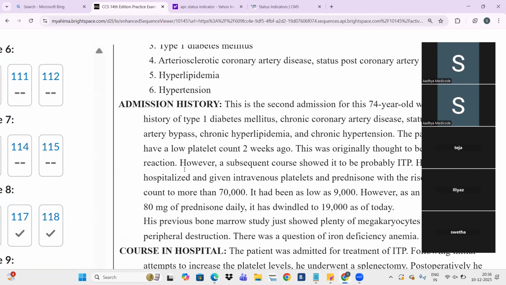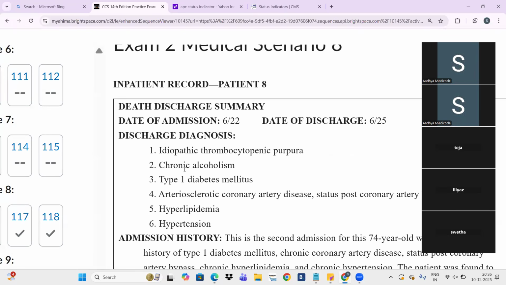Sir, what about ulcers? What about ulcers?